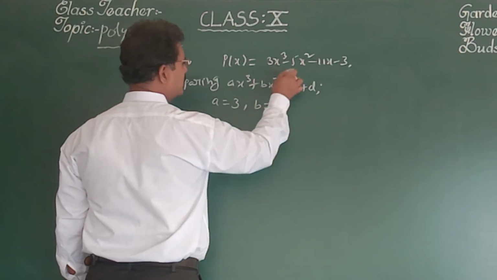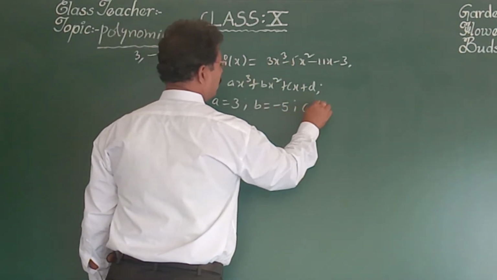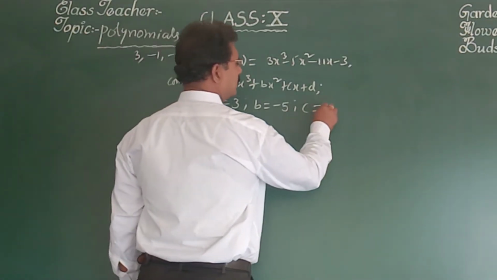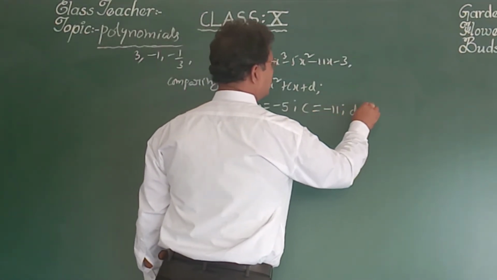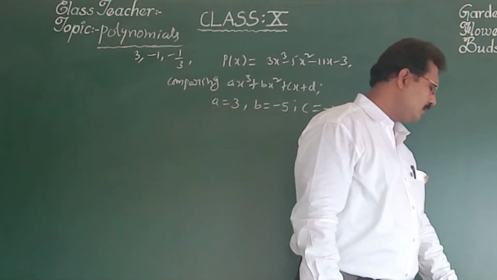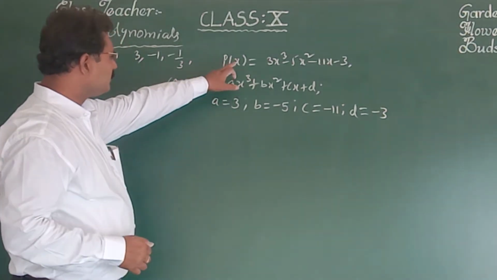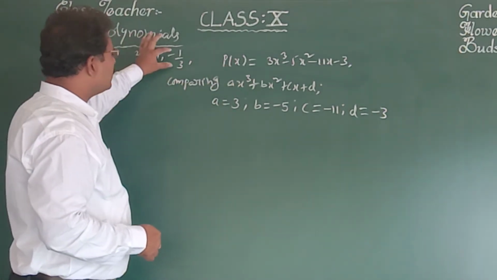B, the coefficient of x square, is minus 5. Now the coefficient of x, that is c, is minus 11, and the constant term d is equal to minus 3. Now first of all we have to verify, if you substitute, that these are the zeros.